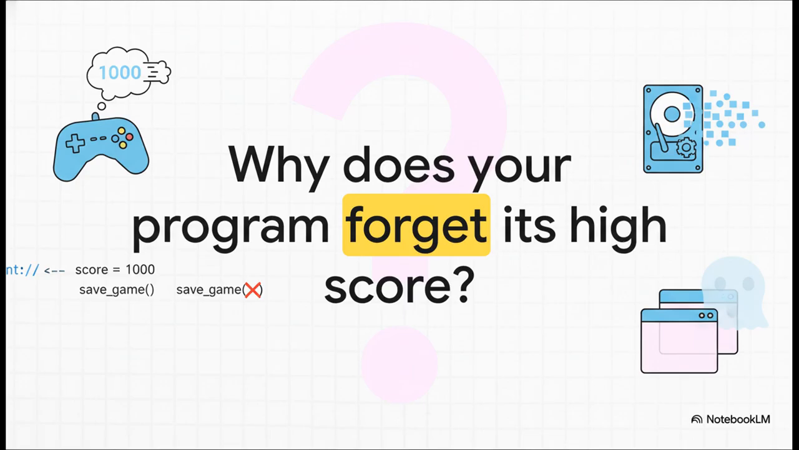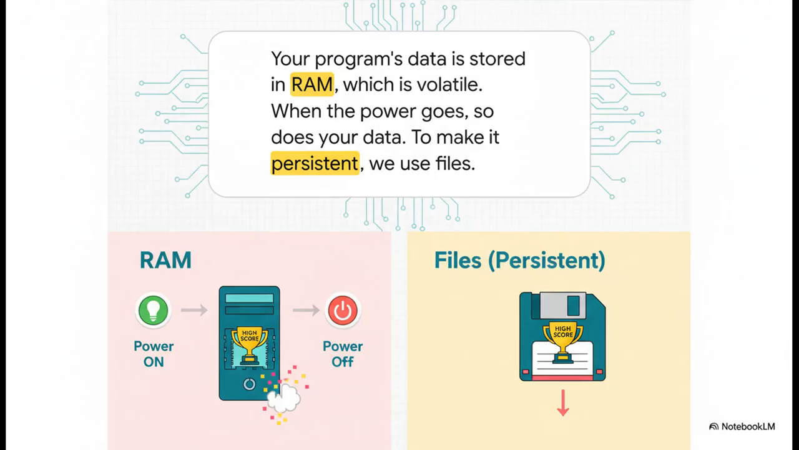Okay, so let's kick things off with a problem I bet you've hit before. You spend ages coding this amazing game, you finally get a new high score, you're super proud of it, but then you close the program and poof, it's just gone. Why on earth does that happen? Well, the answer is actually pretty simple. All that data, including your awesome high score, was only being stored in the computer's RAM. And RAM is what we call volatile memory, which is just a fancy way of saying that as soon as the power goes off, it forgets everything. If you want your data to stick around, you need what's called persistent storage, and that's where files come in.